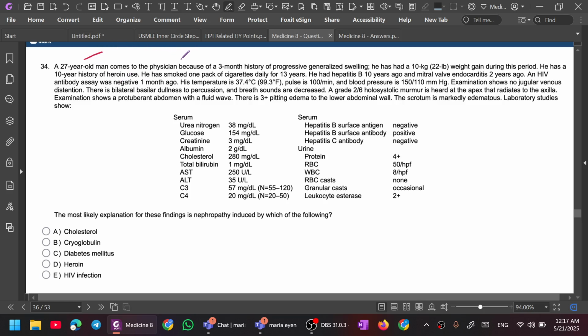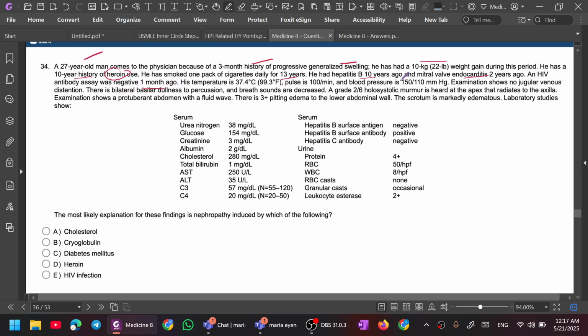A 27-year-old man presents because of a 3-month history of progressive generalized swelling. He had a 10 kg weight gain. He had a 10-year history of heroin use. He smoked 1 pack of cigarettes for 13 years. He had hepatitis B 10 years ago, mitral valve infarction 2 years ago. HIV is negative for 1 month.